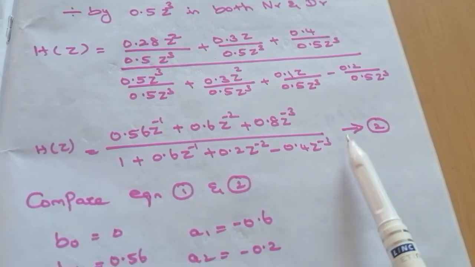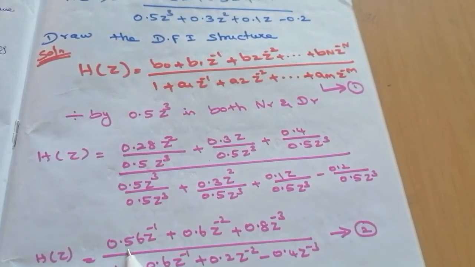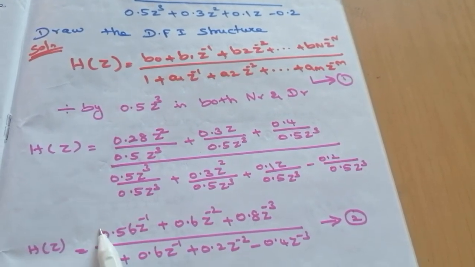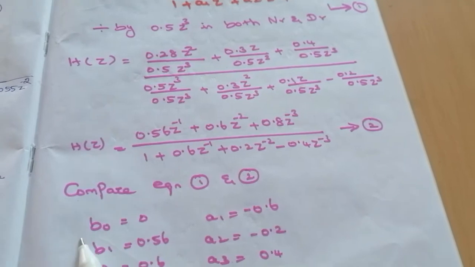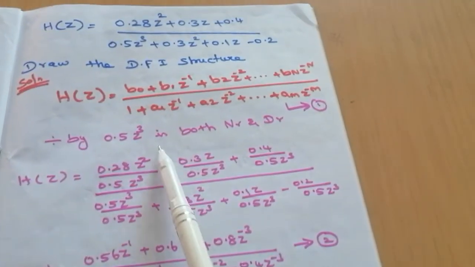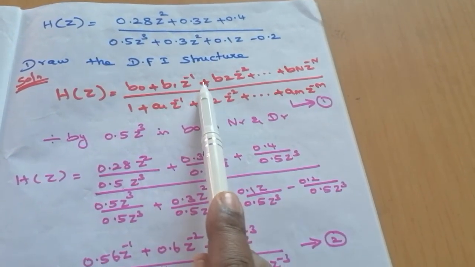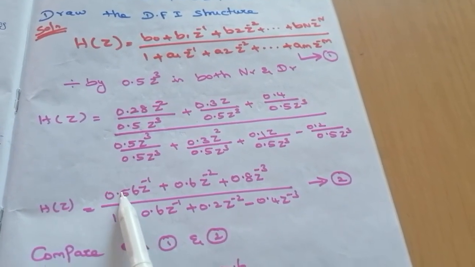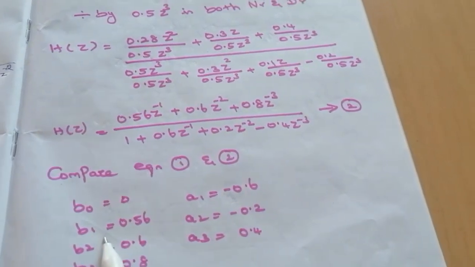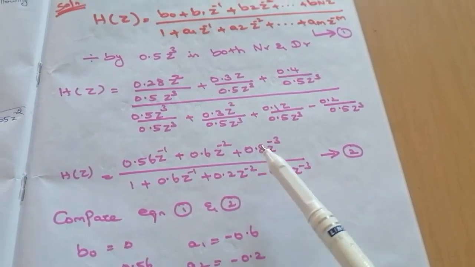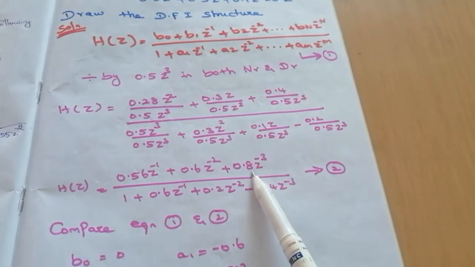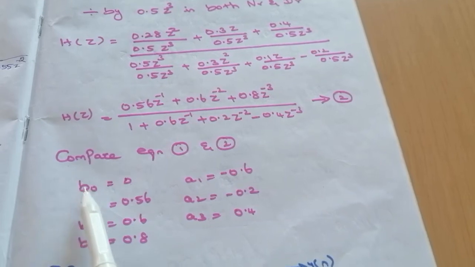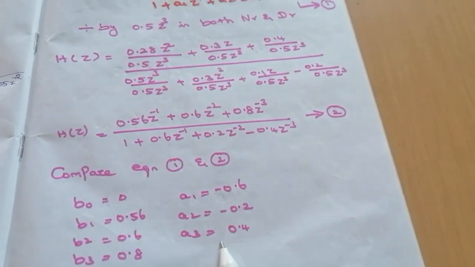So now compare the general equation, equation 1, and the given equation in that problem, equation 2. Comparing these two equations, we get 0.56 z inverse here, b1. There is no constant in the numerator term, so the b0 value should be 0. Then b1 is multiplied with z power minus 1, so here z power minus 1 is multiplied with the term 0.56, which is equal to b1. Likewise, we have to compare the general equation terms with our problem equation. From that comparison, we find the values of b0, b1, b2, b3, a1, a2, a3.